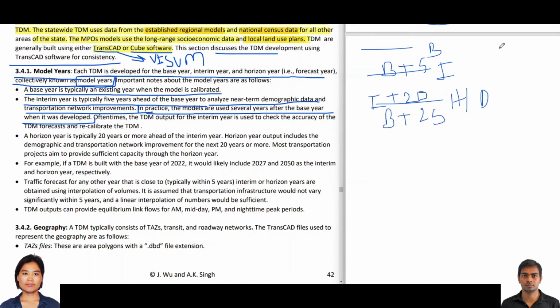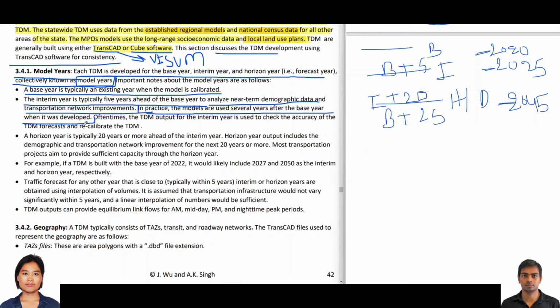So let's say my base year is 2020. Then my interim year would be, let's say, 2025, and my horizon year will be 2045. So when I'm requesting a travel demand model, we can expect something like this. Or sometimes my interim can be 2015 and the base can be 2020 and the horizon can still be 2045. So it doesn't need to be exactly plus 20, but in general it is plus 20 or plus 25.